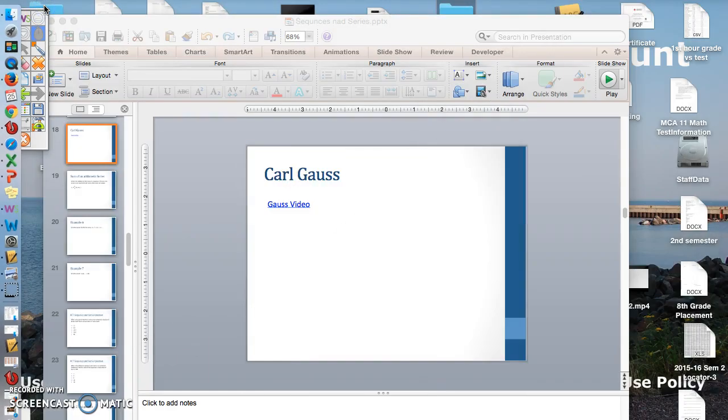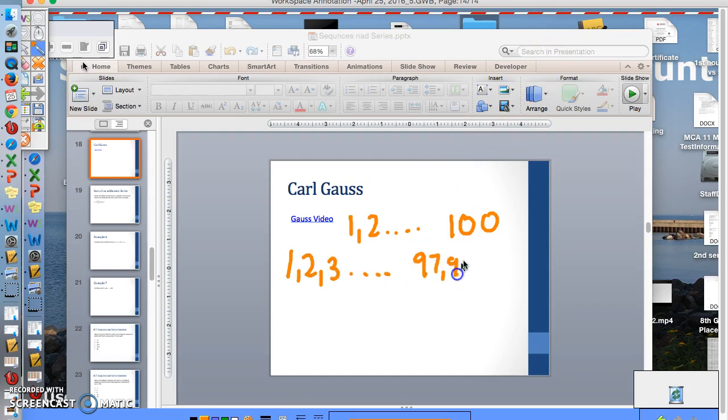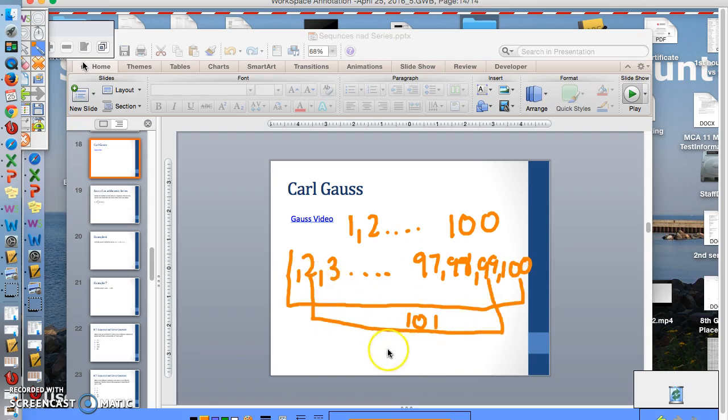Alright, so we're going to see if we can figure out how he came up with that number. So he was asked to sum the numbers 1 to, I believe it was, 100. So, how did he do that? Well, what he realized is, let me write this out, 1, 2, 3, ... 97, 98, 99, and 100. If you take the first term and the last term, you get 101. The second term and second to the last, you get all these sums of 101.